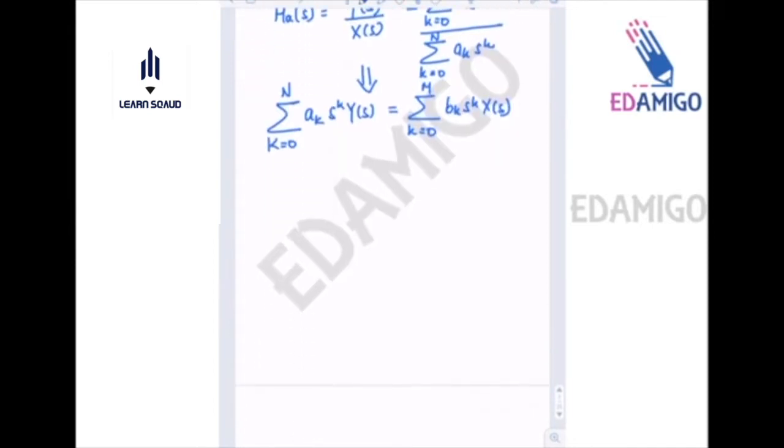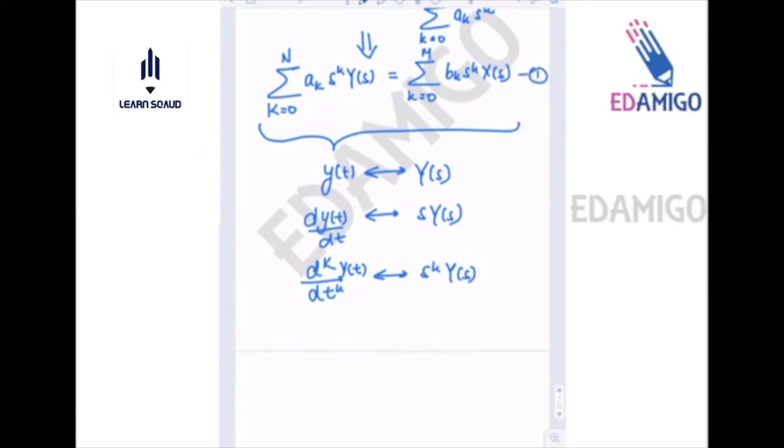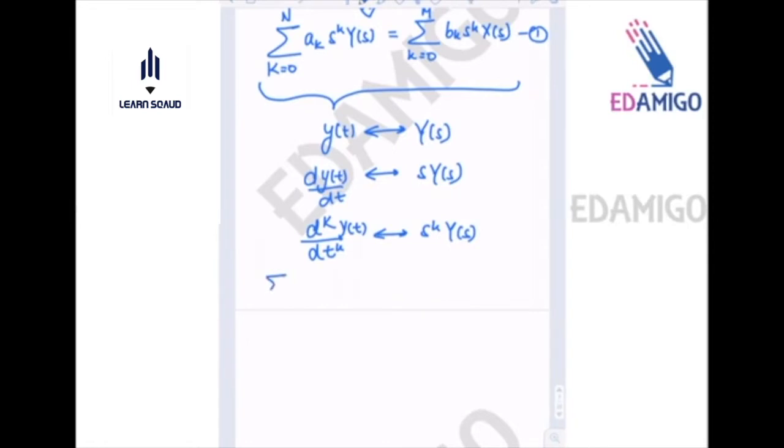Okay, so if I convert this equation into the time domain, as we know that if y(t) has Laplace transform Y(s), then dy(t)/dt will have s times Y(s), and if you take the kth derivative, you will multiply s to the power k by Y(s). Okay, so this equation number 1 can be converted into the time domain. It is written as summation a_k d^k y(t)/dt^k is equal to summation k equals 0 to m d_k.